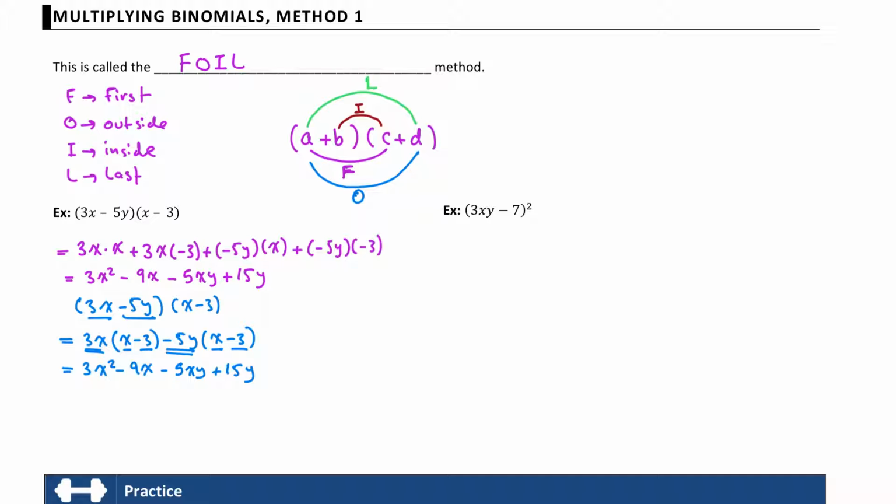Okay, for the next example here, I have 3xy minus 7 squared, meaning that it's being multiplied by itself. So 3xy minus 7 times 3xy minus 7. Using my method, I'm going to start with my first terms. So 3xy times 3xy. Let's write that out, separated by a plus. And then I have my outside terms. So 3xy times negative 7.